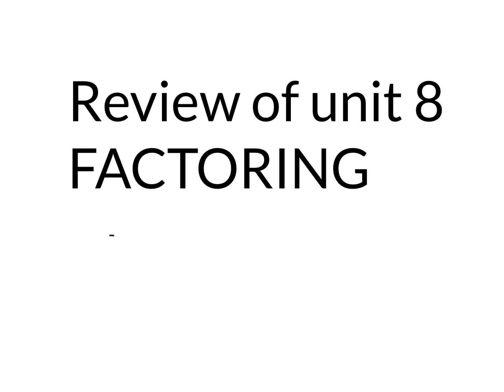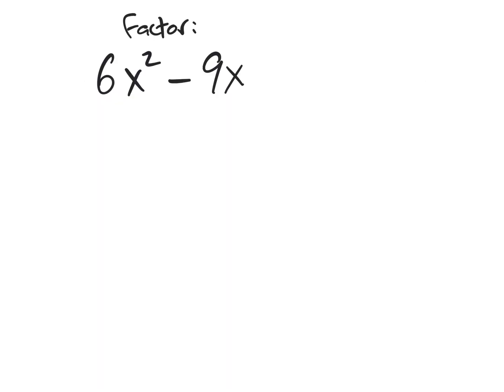So we're going to review factoring, which comes out a lot on the final exam. The first type of factoring we learned was pulling out the GCF. So what's in common in the two terms of this binomial? There's a multiple of 3, and there's also an x. So you could pull out a 3x. That's what you call the GCF.